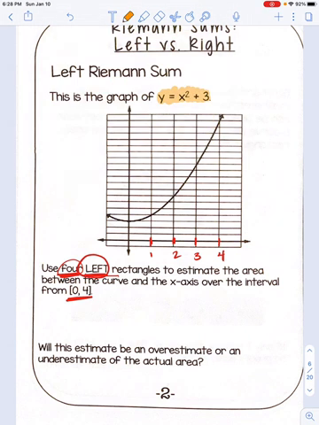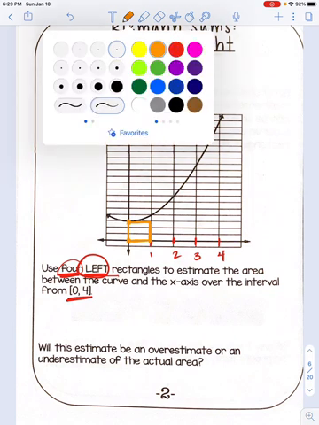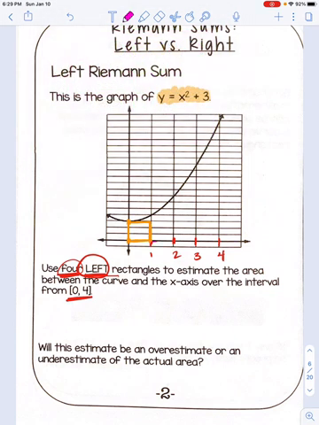Left-handed. Okay, so for my rectangle from 0 to 1, if I want to be left-handed, then I'm going to go on the left hand, which would be a 0, and I'm going to go up. When I hit the function, that's where I stop, and I cut straight over and then drop it down. And that's my first rectangle. So it's under a little bit.